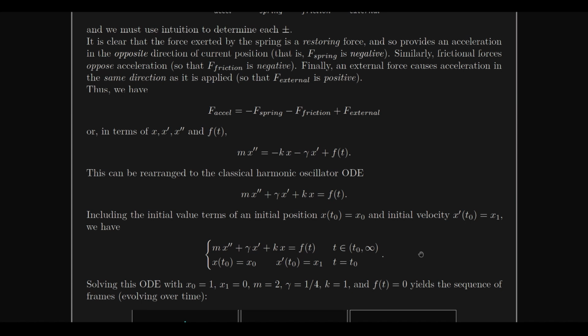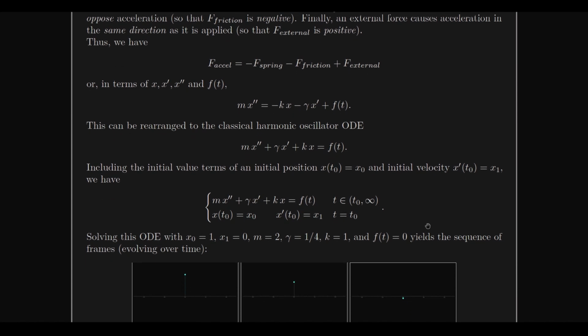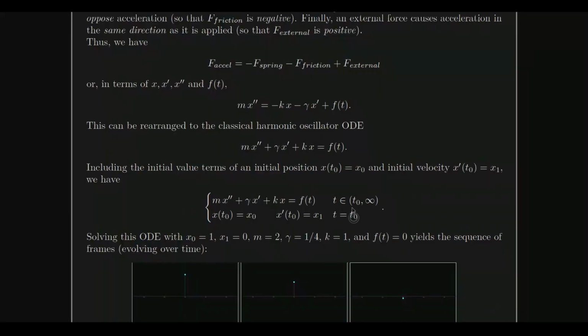We do want to set up an initial position and initial velocity. This would be like if I pulled it away from equilibrium and also pushed it in one direction right away. Those initial values, the initial position will be x0, the initial velocity I'll give the name x1, and we'll start our time at t0.